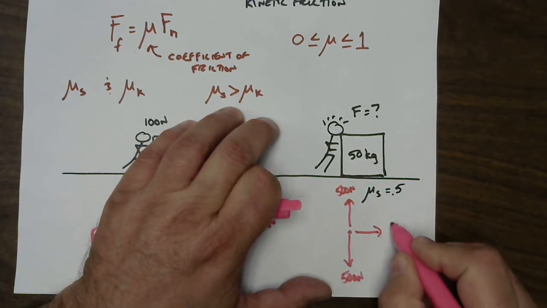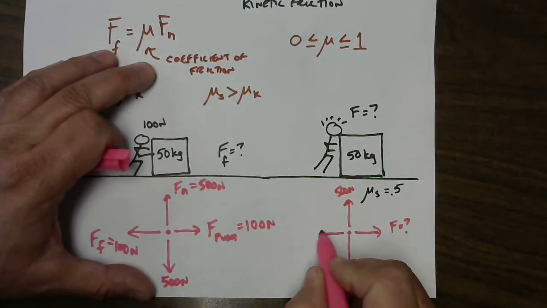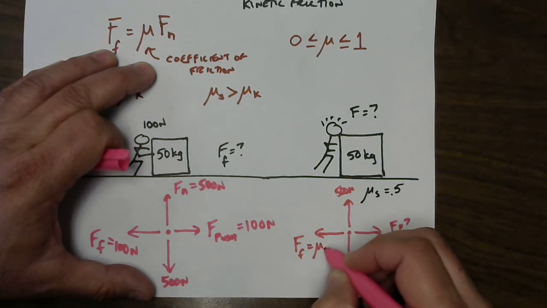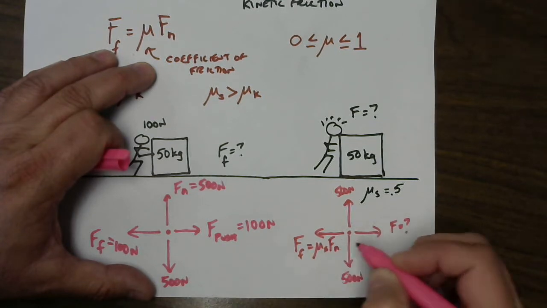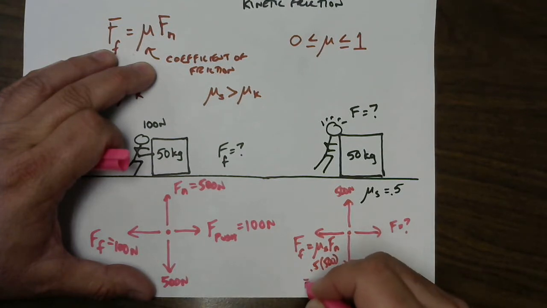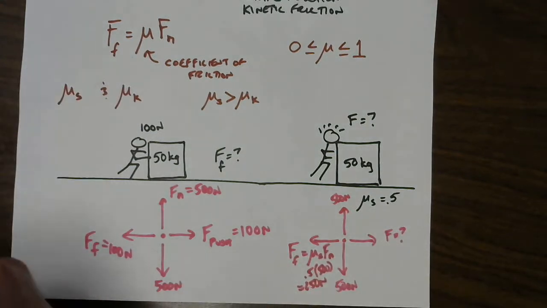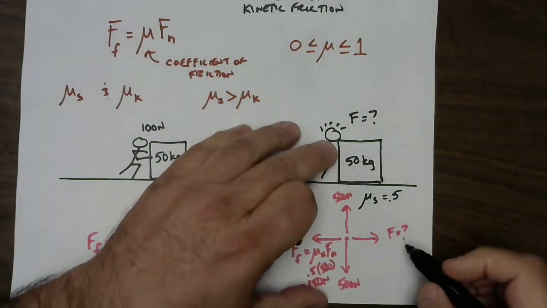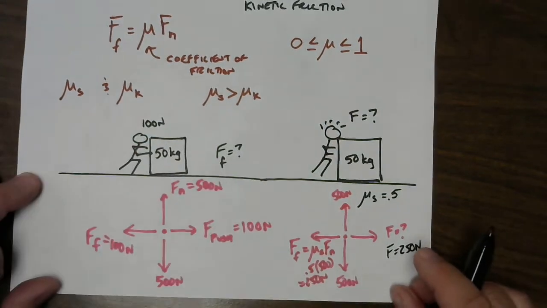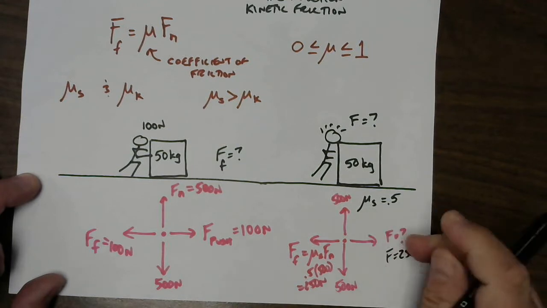I'm going to push with some mystery force we're going to find out. And now this is the maximum amount of friction. The friction is actually going to be mu static times the normal force, or 0.5 times 500, and that's going to be 250 newtons. Therefore, if I want to get this box moving, I have to push with at least 250 newtons of force.